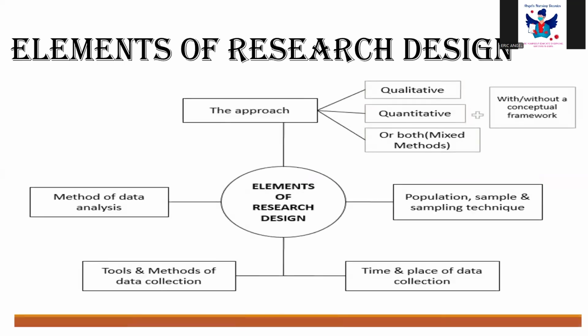Next, moving on to elements of research design. There are five major elements in a research design. They are the approach, population, sample and sampling technique, time and place of data collection, tools and methods of data collection, and the last one is method of data analysis.